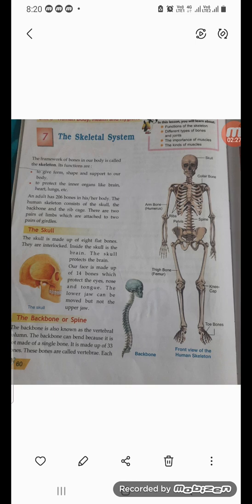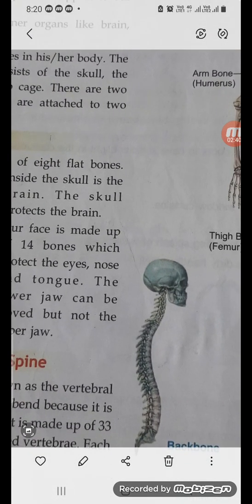Then comes the backbone or the spine. The backbone is also known as the vertebral column. Backbone जो आप हाथ लगा के देखो अपने पीछे, you can see the picture of the backbone also. The backbone can be bent because it is not made of a single bone. इसको आप आराम से bend कर सकते हो. अलग अलग bone से वो बने हुए हैं. अगर वो single bone से बना होता तो you cannot bend, twist or turn. These bones are called the vertebra.